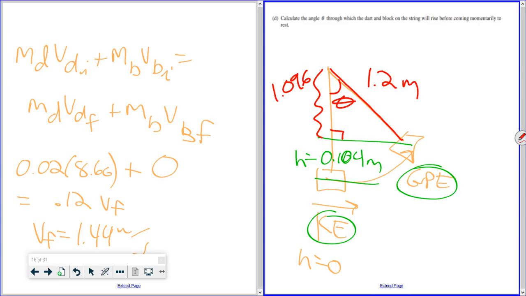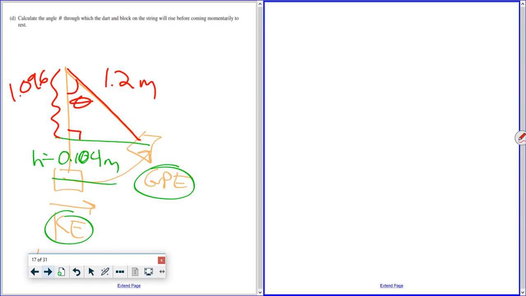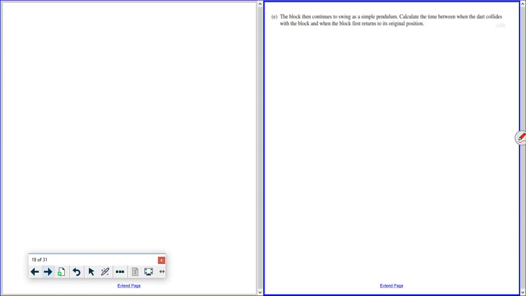Okay. Part E says, how long will it be? Well, how is it worded, actually? Let's see. Part E, the block then continues to swing as a simple pendulum. Calculate the time between when the dart collides with the block and when the block first returns to its original position. So you're looking for the time for the block to go up and come back down.